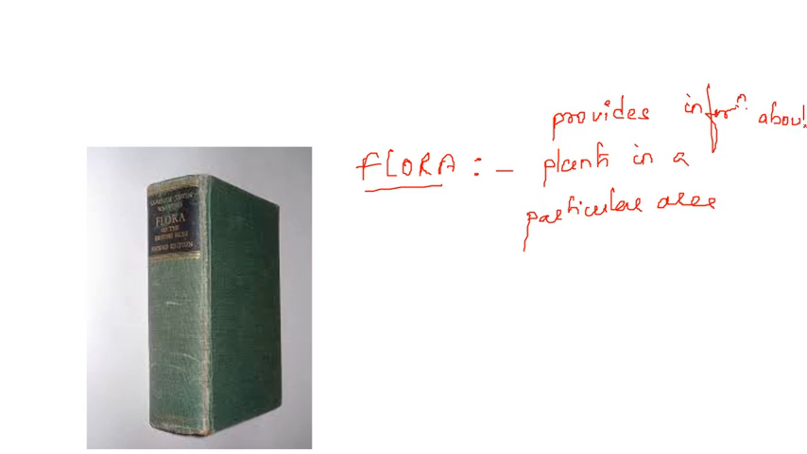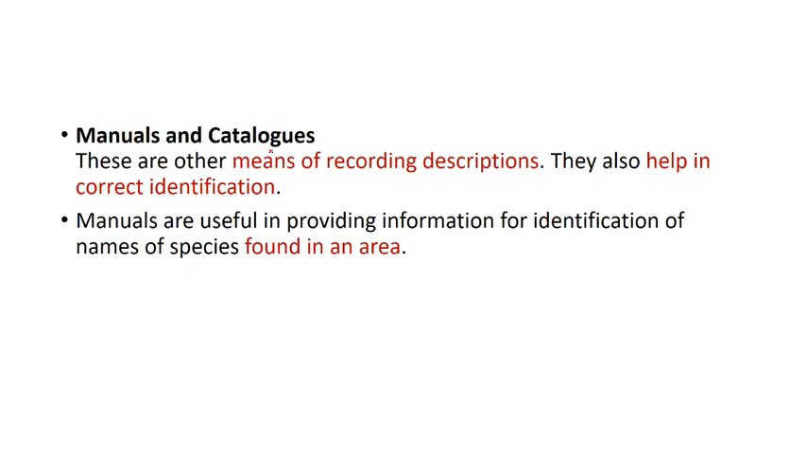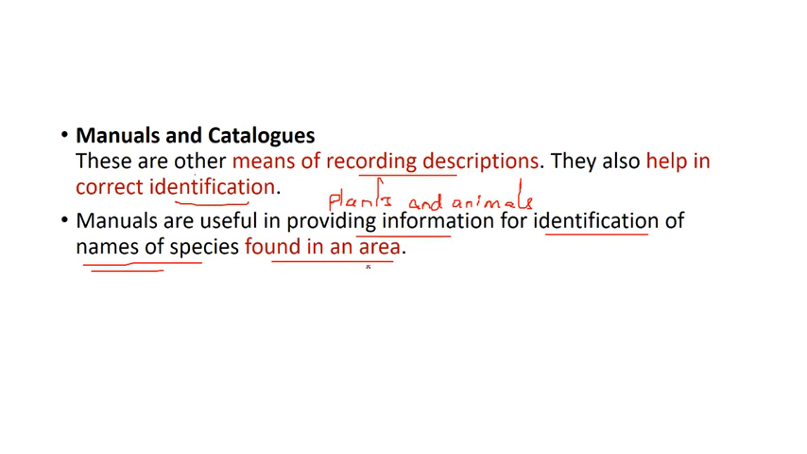Next we come to manuals and catalogs. These are other means of recording the description. They help in correct identification. Manuals are useful in providing information about plants and animals, for identification of names of the species found in an area. So a manual generally helps us in finding the names of the species in a particular area.